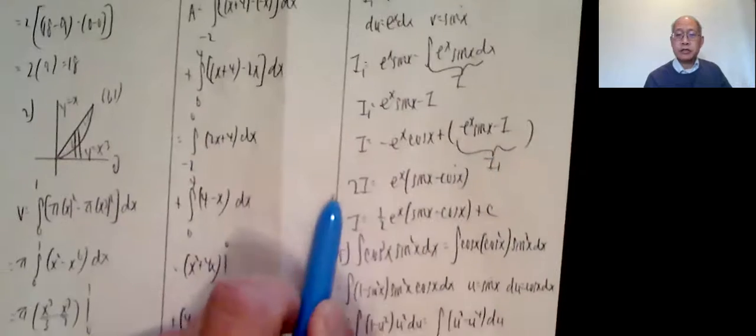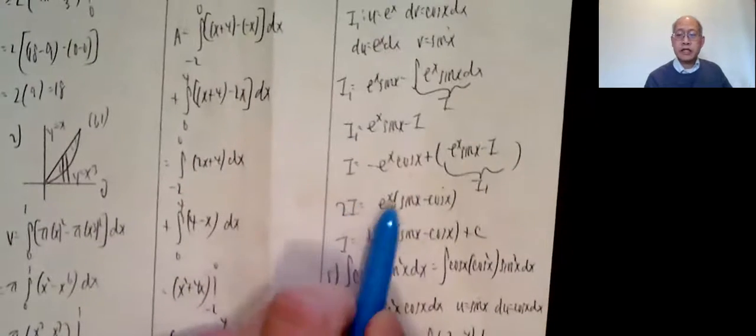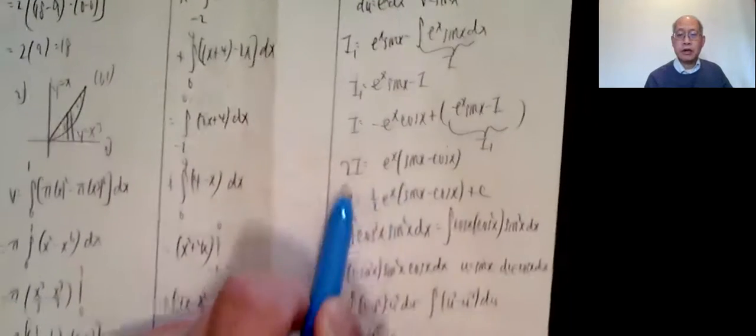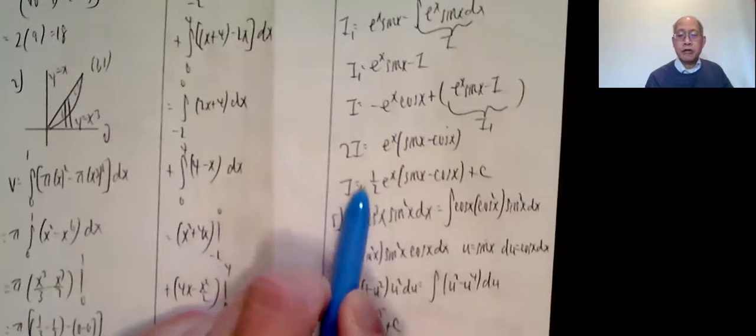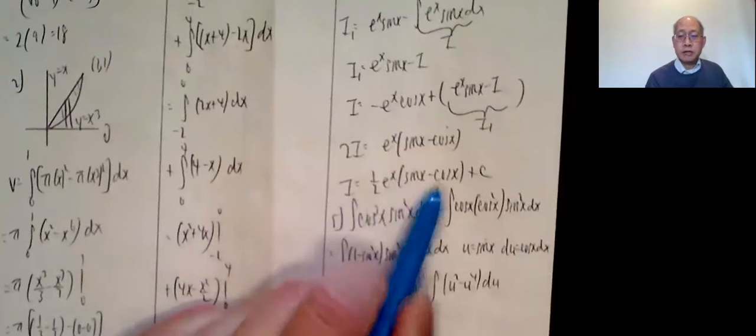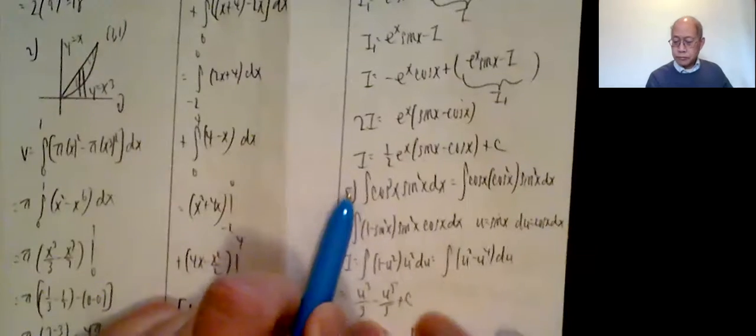Add I to both sides. 2I is e to the x times sine x minus cosine x, so divide by 2, or multiply by half. I equals 1/2 e to the x times sine x minus cosine x, plus c.